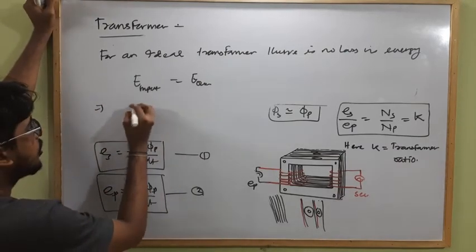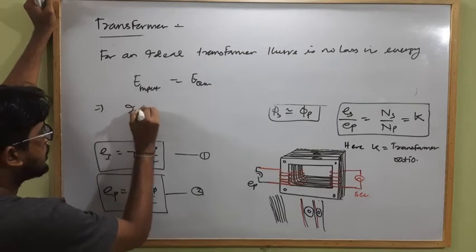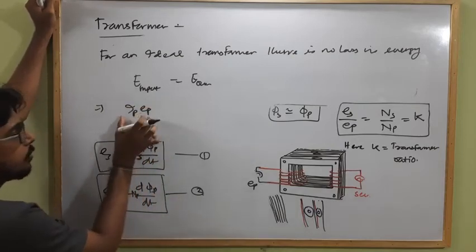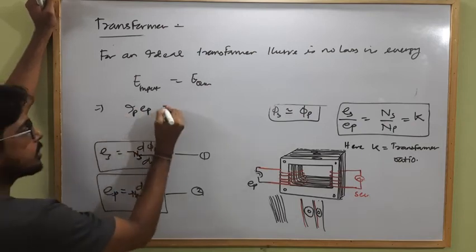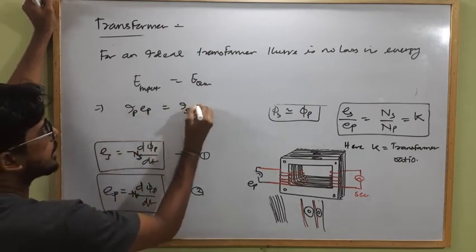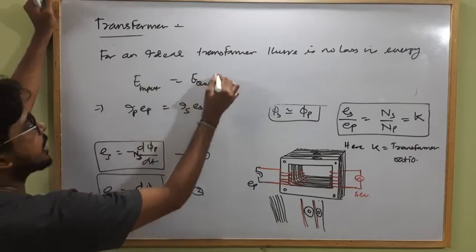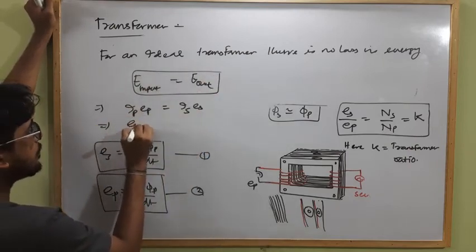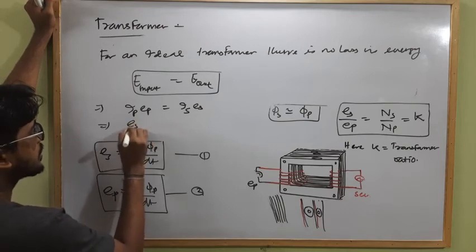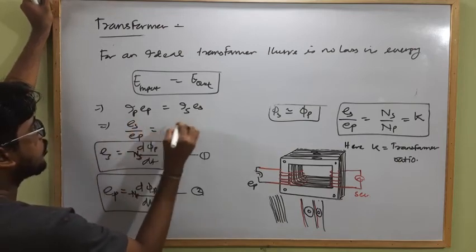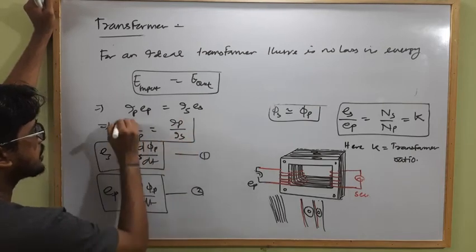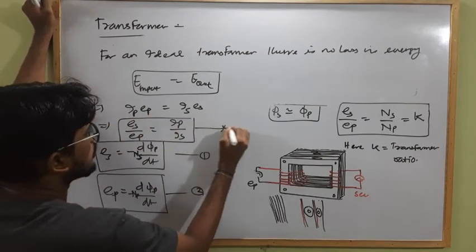What is input? IP into EP. The input potential into input current will give us the input power, which is equal to Is into Es, because E input and E output both are same. So from this we will get Es by EP equal to IP by Is. Clear? This is an important relation.